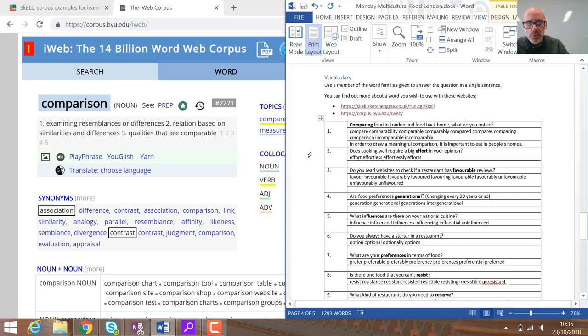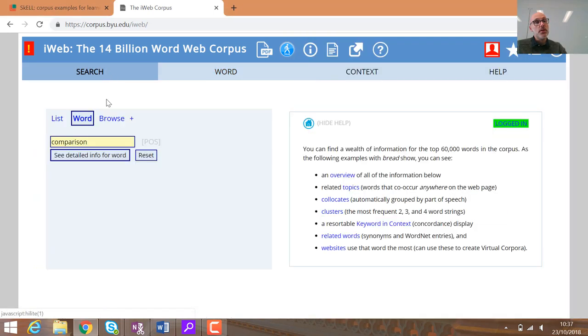Okay, so let's go on to the second question. Does cooking well require a big effort, in your opinion? So the word family around effort, which is much smaller, is being, students are being exposed to that. But effort, effortless, effortlessly, efforts. So I think, oh well, I don't really use this word very much, effortless. So let's see what we can learn about the word.